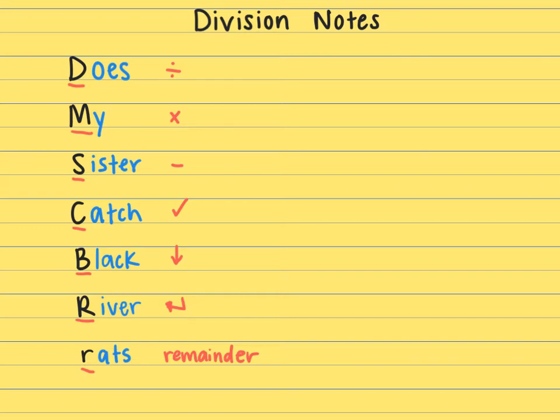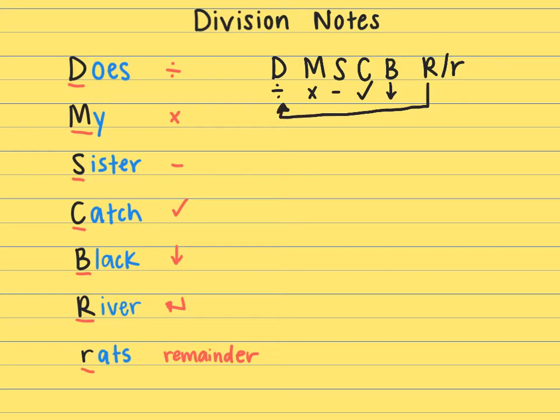All right, I'm going to rewrite these at the top of my paper because I like to order them this way so that it's easier for me to see and to work with. And then underneath, I'm going to label them all. So divide, multiply, subtract, check, bring down, repeat means we go all the way back and we start dividing again. And then we just leave the little r as a remainder. Now let's start with a problem.